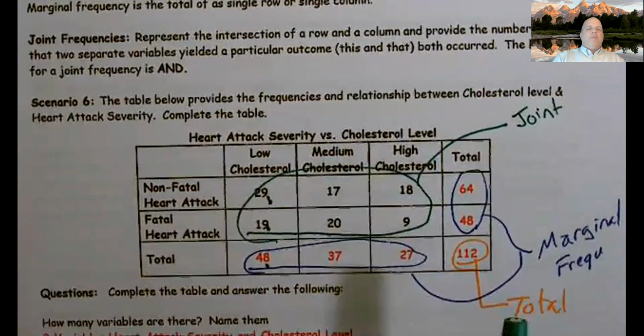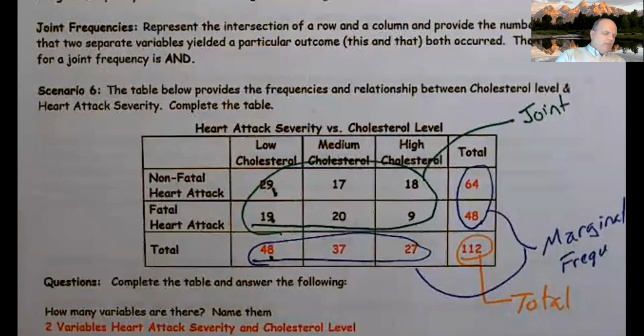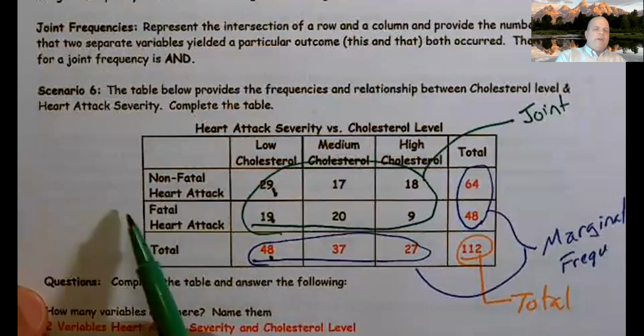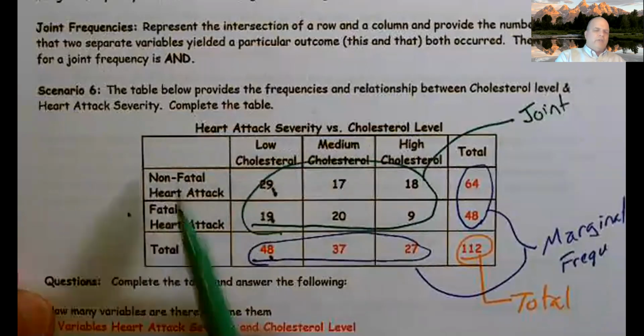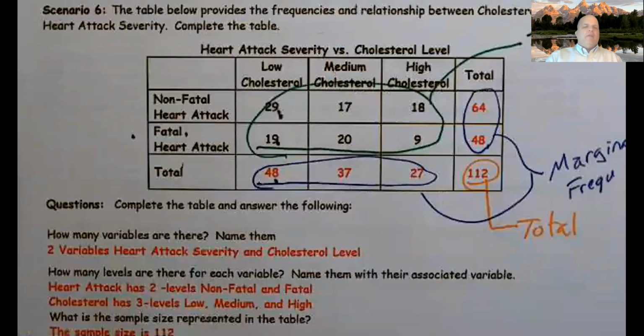All right? So how many variables are there? Well, in this case, I have two variables. I have severity of heart attack, and I have cholesterol level. Severity of heart attack is listed here, and then I have cholesterol level up there. How many levels are there for each one? Well, heart attack has two severity levels, fatal and non-fatal, and cholesterol has three levels, which are low, medium, and high. The sample size in this table is 112.